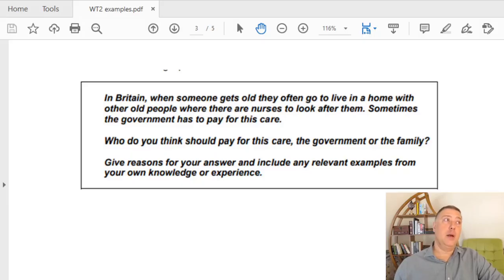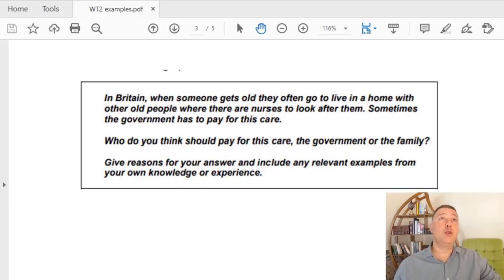Okay, so essentially you're being asked to choose one of two options. It's better for the government to pay for the care, or it's better for the family to pay for the care. Okay, and again, you would think of two reasons why it's better for the family to pay for the care, or one reason why it's better for the family to pay for the care, and one reason why the government really can't pay for the care.